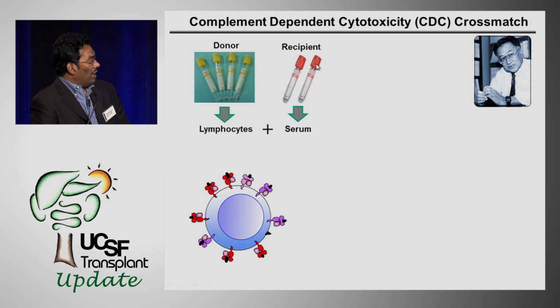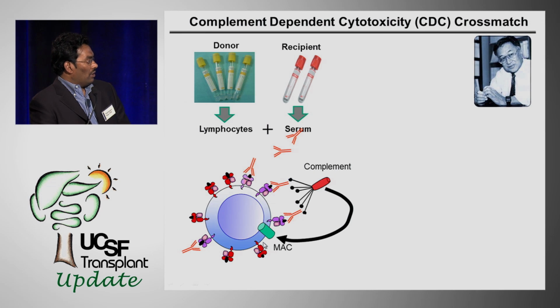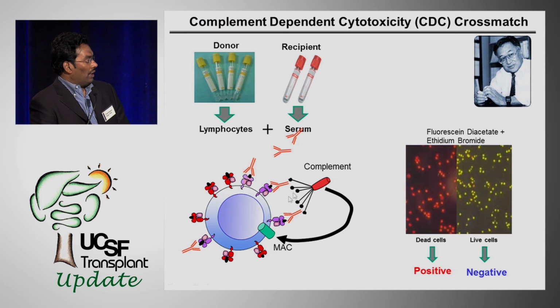If there are no antibodies in the recipient serum, nothing binds to the donor cells. If there is an HLA antibody that binds, then he adds complement that kills the cells, and if you add the dye, you can distinguish the dead cells from the live cells.